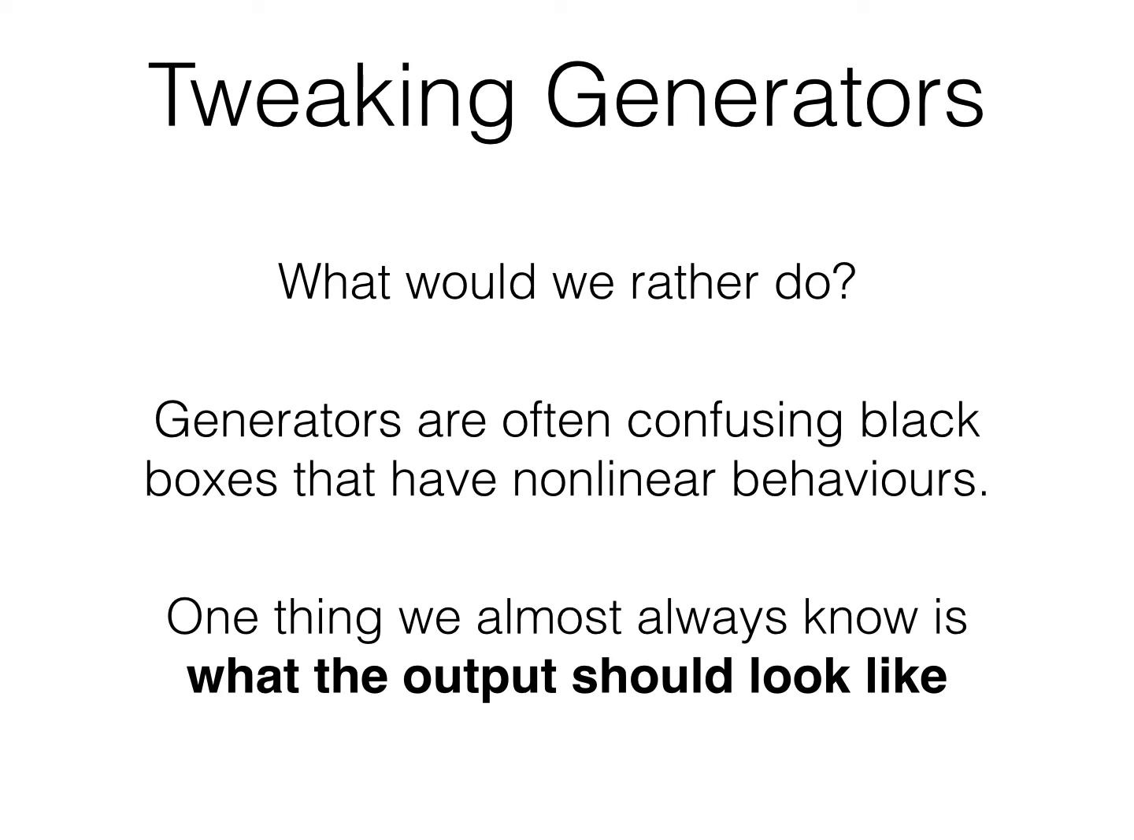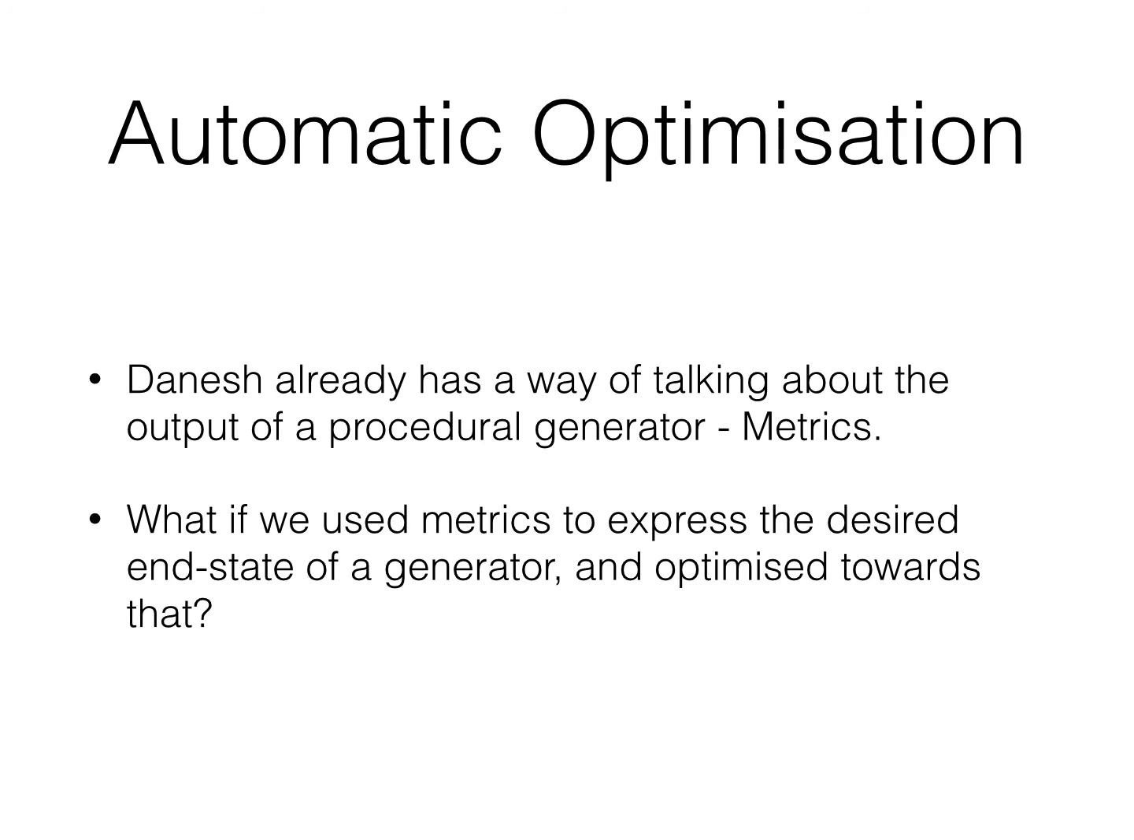and you're hoping that it has an outcome that you like. And what will be much easier when we're working with procedural generators is if we could describe what we want the outcome to look like and have the tool find inputs that get us there. And that's where automatic optimization comes in. Because actually we already have a way of talking about the output of a procedural generator. That's what these metrics are for. They describe properties of the content that's been generated.